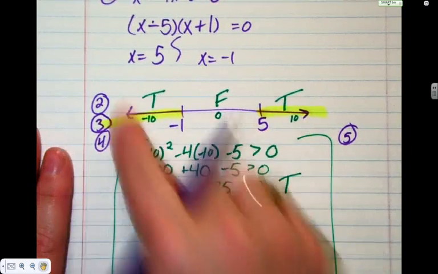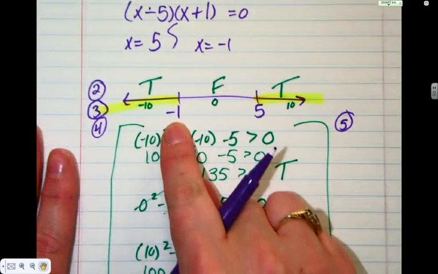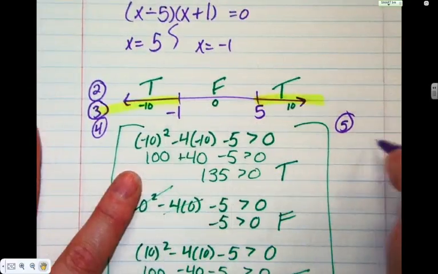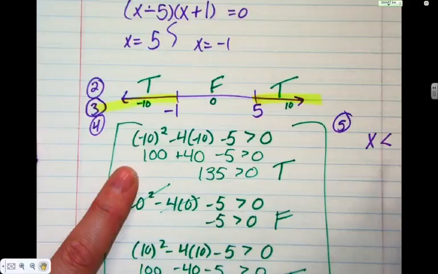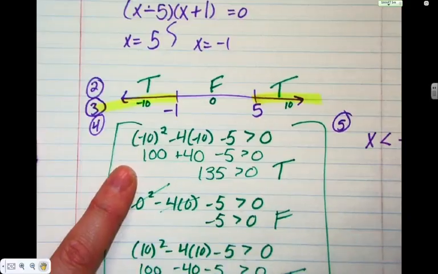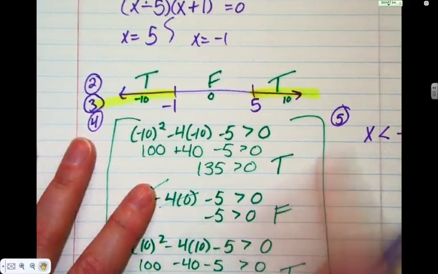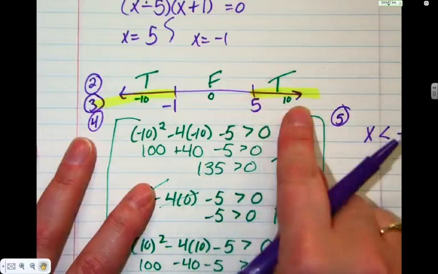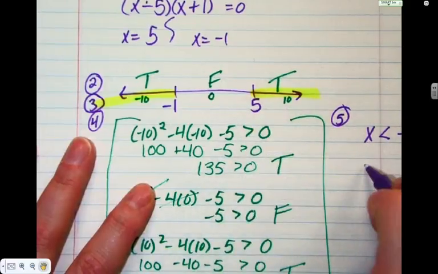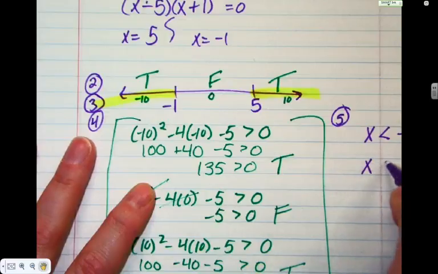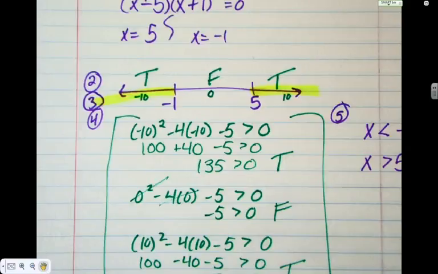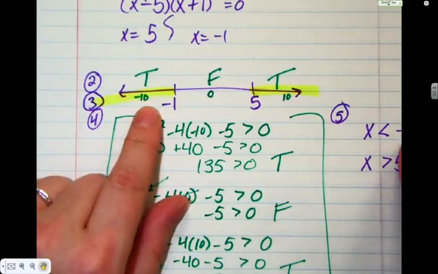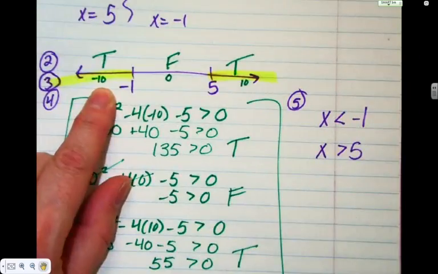How do I express the numbers to the left of -1? X is less than -1. And this third interval is to the right of 5. X is greater than 5.